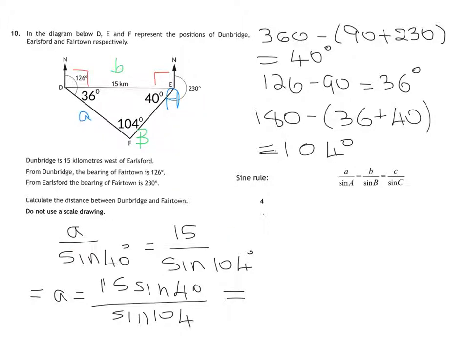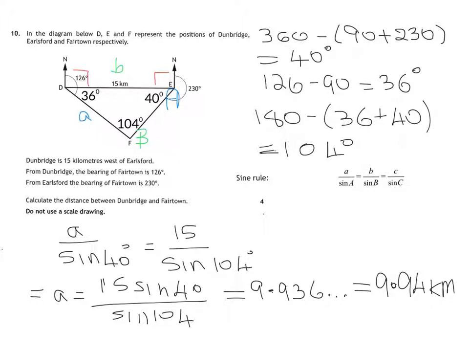Okay, so A is going to be equal to 15 sine 40 over sine of 104 degrees. Chuck that into your calculator and you get 9.936 going on. Round it appropriately. I normally stick to 2 decimal places unless told otherwise, and we are not told otherwise there. So I've rounded this to 2 decimal places, so 9.94 kilometres. Mind your units.